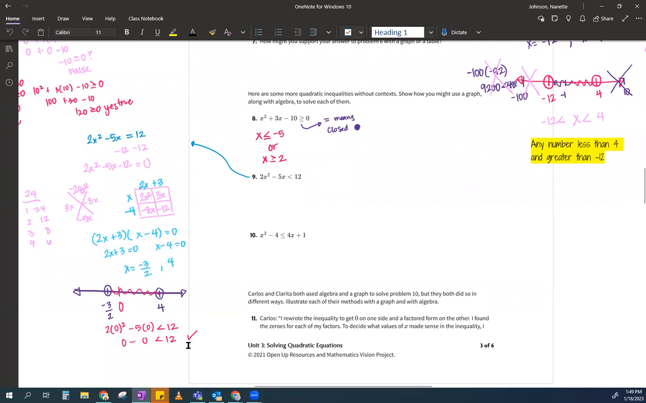If this was not true, then I wouldn't shade it in. And then I would check the numbers over here and over here really quick. I'm not going to write anything down, I'm just going to check in my head. So 10 squared is 100. So that's 200 minus 50 is 150, which is not less than 12. So that's not a solution area. That's this area, not solution, right?